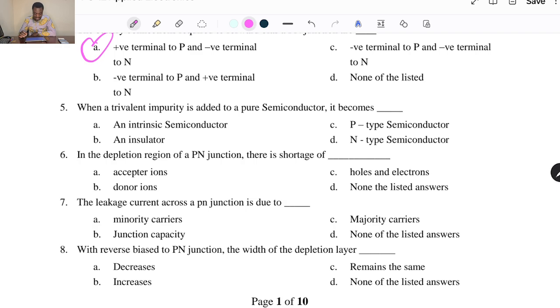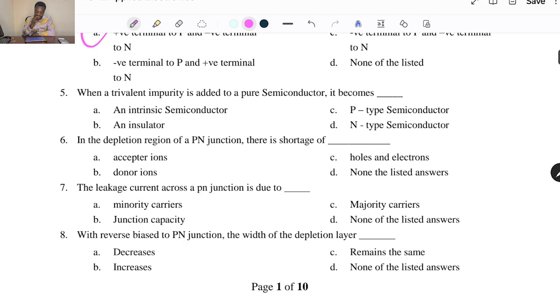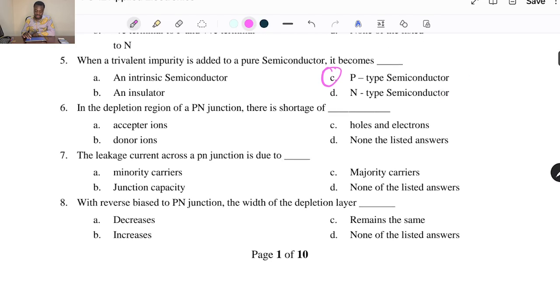When a trivalent impurity is added to a pure semiconductor, it becomes, so if I'm having trivalent, that means we have a material with 3 valence electrons. If you are adding it to a semiconductor which has 4 valence electrons, we are going to have holes, right? You have a missing electron, so you create a p-type semiconductor.